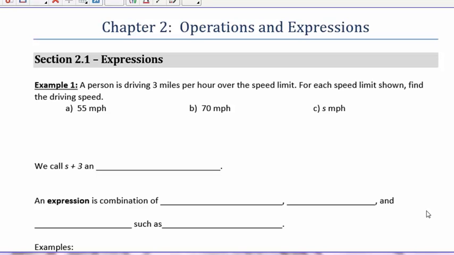Chapter 2, Operations and Expressions. We're going to start with section 2.1, Expressions. Example 1: a person is driving 3 miles per hour over the speed limit. For each speed limit shown, find the driving speed.